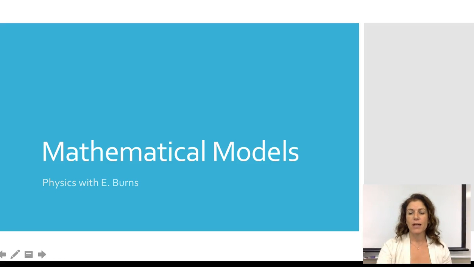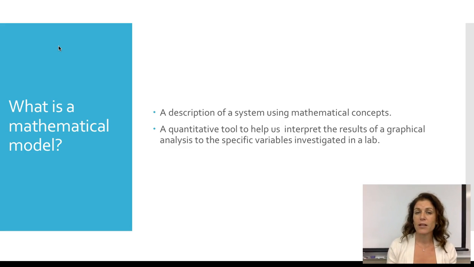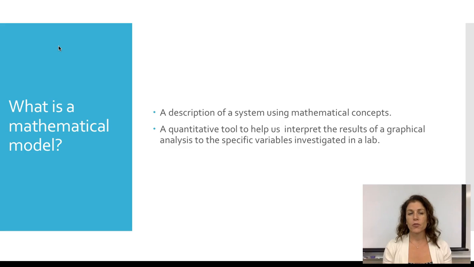Let's talk about mathematical models. A mathematical model is anytime you have a system and you're describing it with an equation, right? That's what a mathematical model is. We're going to refer to mathematical models specifically when we're using the equation of a trend line to generate the relationship between two variables.